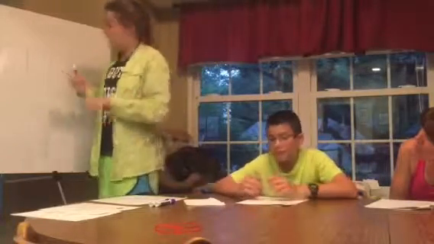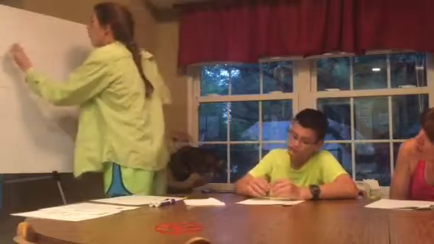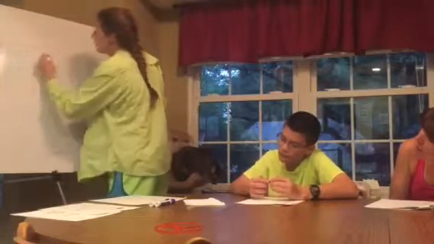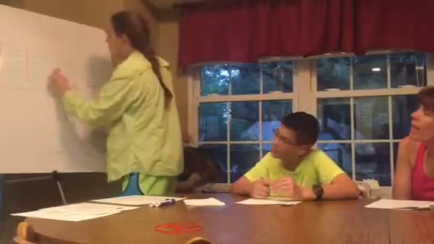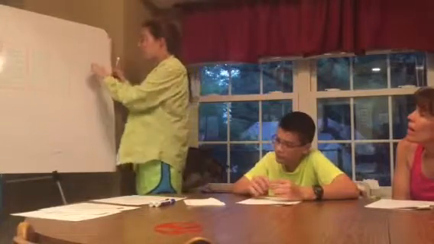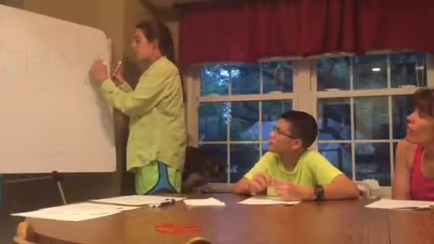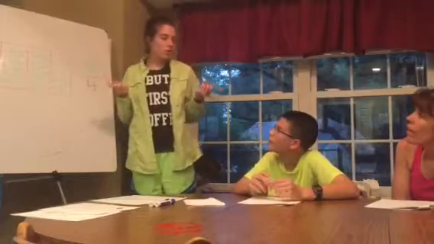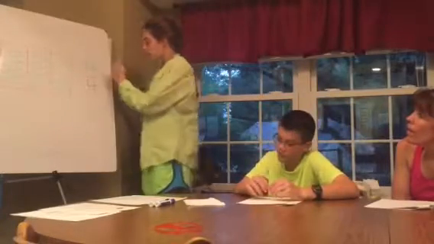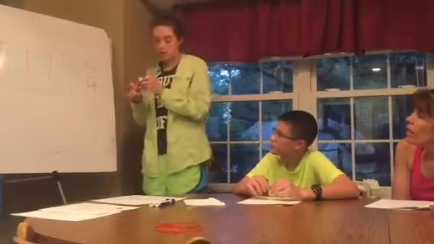Okay, so now what if I take all 4 sections? How many parts do I have? 4. And out of how many? 4. So I have 4 out of 4 parts, or 1 whole. So that can also be written as 1.